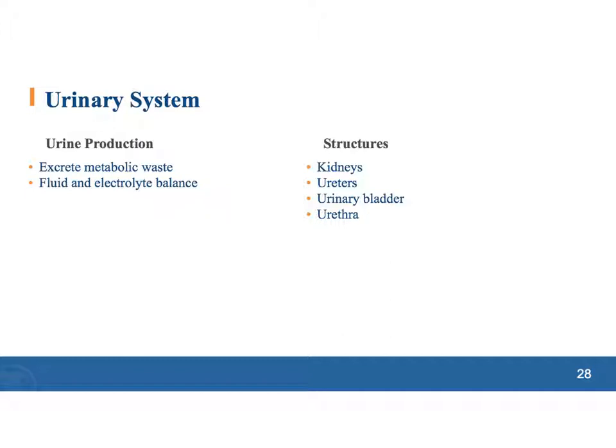The urinary system is primarily responsible for the production of urine for the excretion of metabolic waste, along with fluid and electrolyte balance. Structures of the urinary system include the kidneys, ureters, urinary bladder, and the urethra.